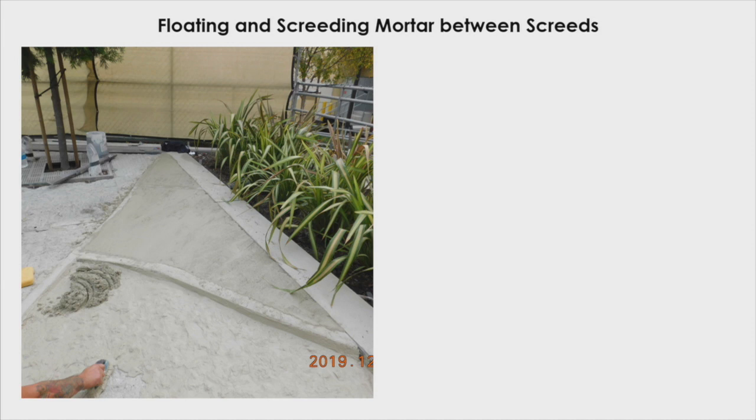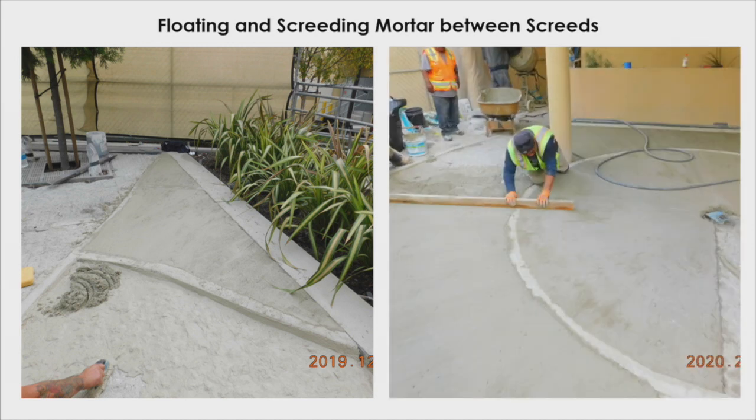So here you see we're filling in between the screeds. Notice what this guy's doing here. We're putting down our slurry bond coat. That's very critical. This is the thin set that's mixed up a little wetter that we apply over it while it's still tacky, and then we start floating the mortar over that.